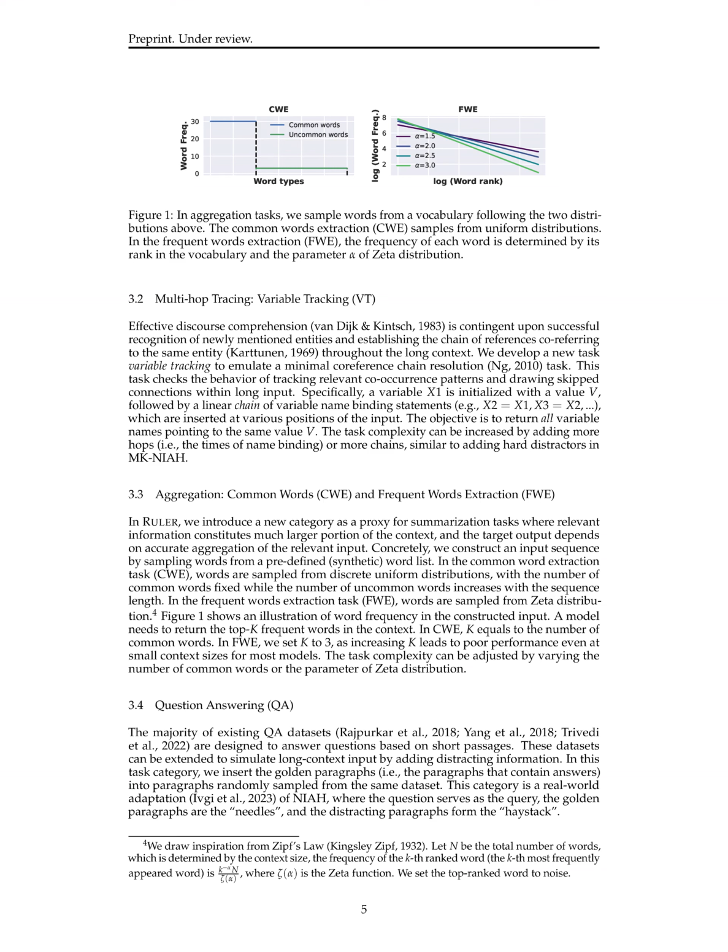words are sampled from discrete uniform distributions, with the number of common words fixed, while the number of uncommon words increases with the sequence length. The model is required to return the top k common words in the context, where k equals the number of common words. On the other hand, in the FWE task, words are sampled from a zeta distribution, and the model needs to return the top k frequent words in the context, with k set to 3.